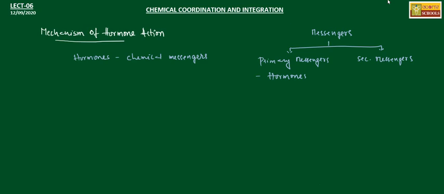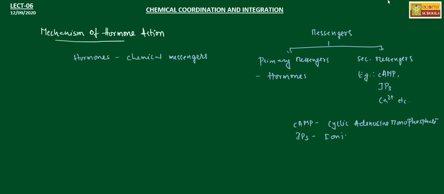While coming to the secondary messengers, these are like cAMP, that is cyclic adenosine monophosphate, then IP3, then calcium ions, etc., which act as the secondary messengers. cAMP stands for cyclic adenosine monophosphate, whereas IP3 stands for inositol triphosphate.